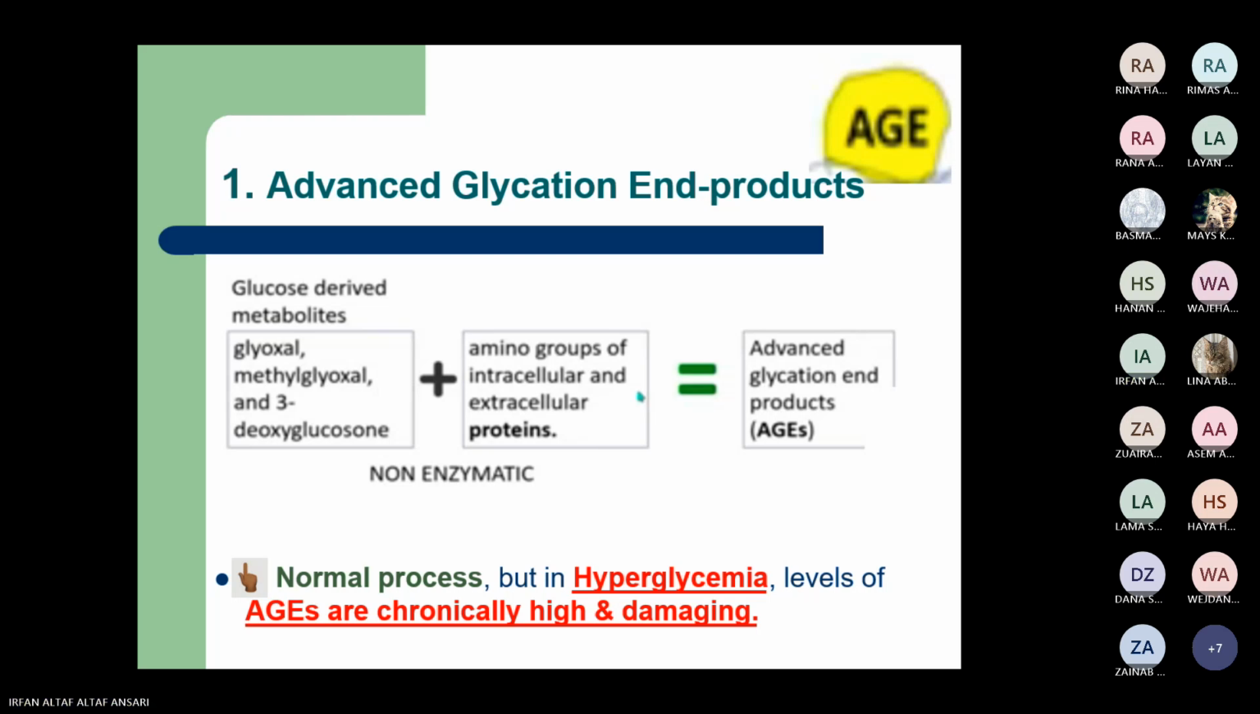This is actually a normal process. But whenever there is a high amount of glucose, there is a high formation of these derivatives. So there is more interaction and more AGE formation. They are chronically high and they cause more massive damage.